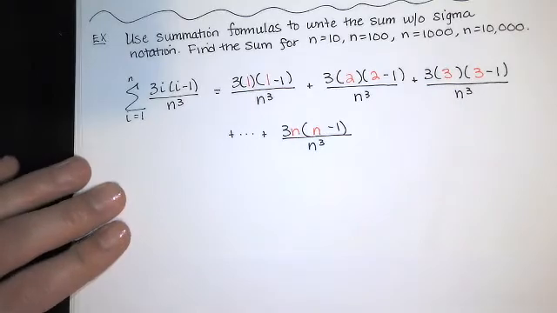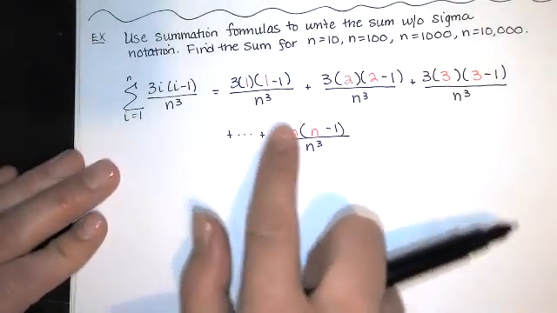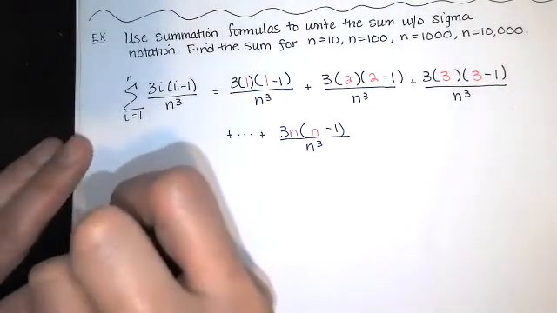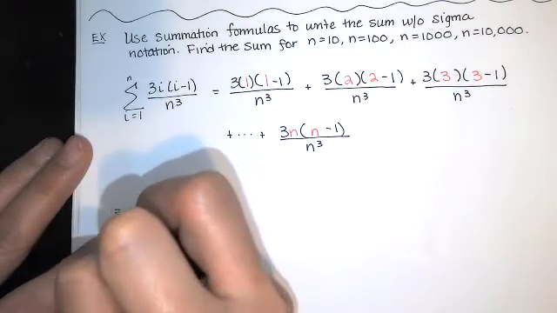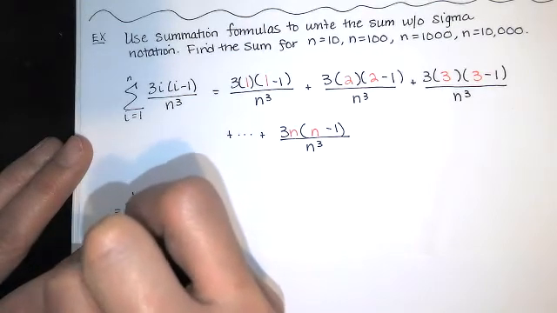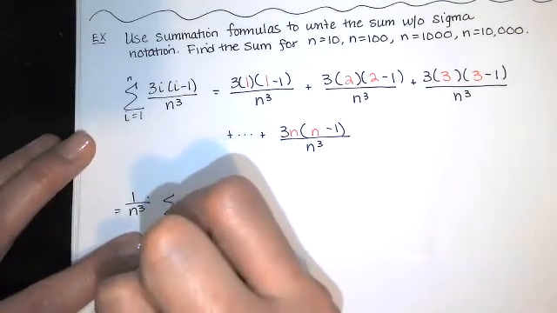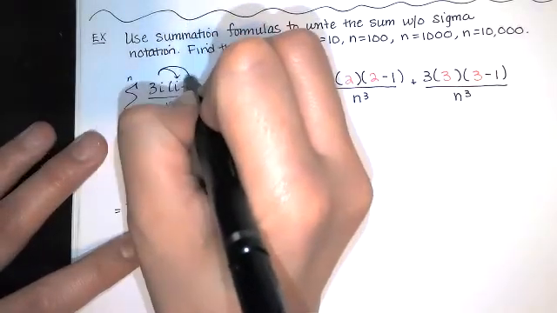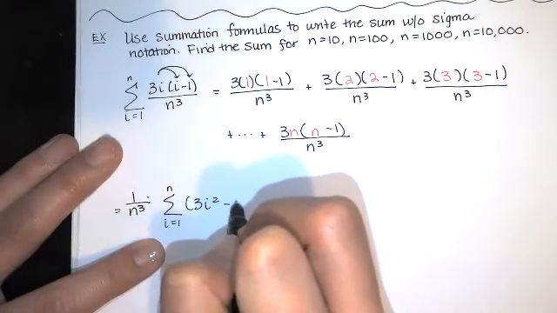Okay, so notice here that in n cubed, that n is just being treated as a constant in each of these. Since n is a constant, we can factor that out. So I'll start by factoring out my 1 over n cubed, because that's an n cubed in the denominator. And I think I want to distribute that 3i as well. So we'll have 3i squared minus 3i.